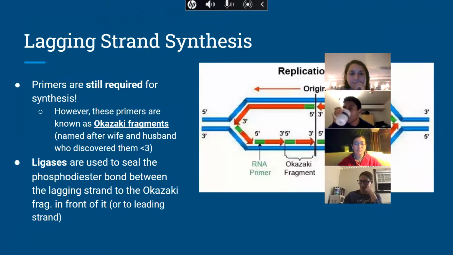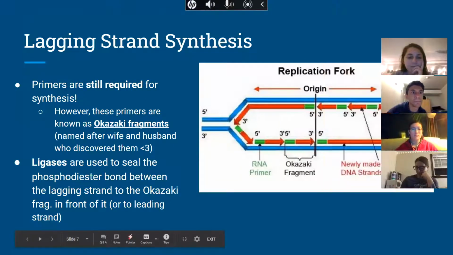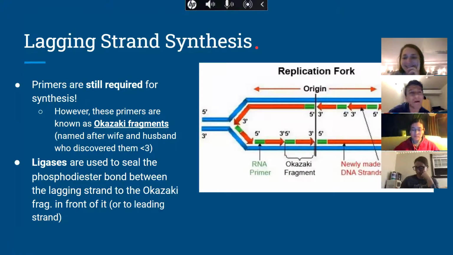Cool. So we kind of talked about this already, but here's some more lagging strand. Is this my slide? Yeah. No, sorry, you're good. Yeah, no, you're fine.